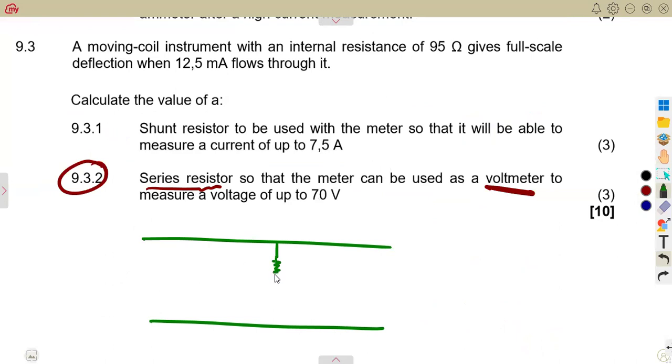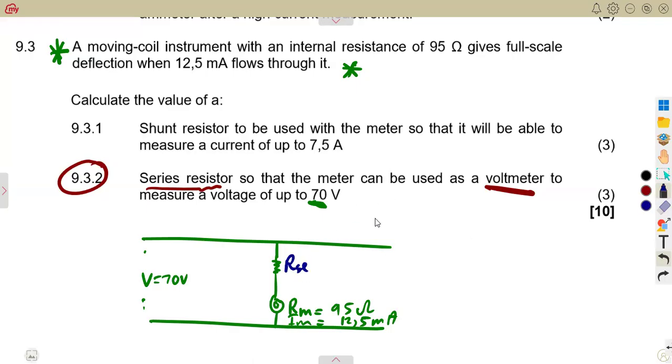Remember, to be used as a voltmeter, that's a series connection that you are given. So in this case, it has to measure voltage up to 70, which is the maximum voltage to be measured here. Whereas this information of a moving coil instrument does not change, the resistance of the meter does not change. It's still the 95 ohms that we are given at a full scale deflection current of 12,5 milliamps. So we need this resistance of the series.